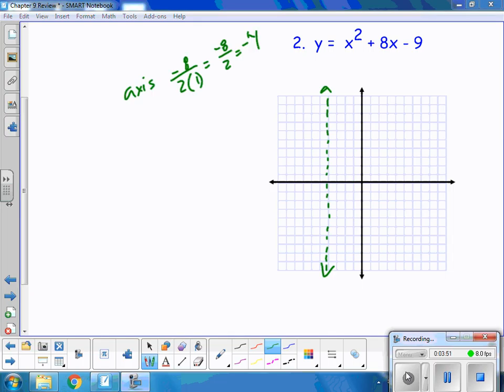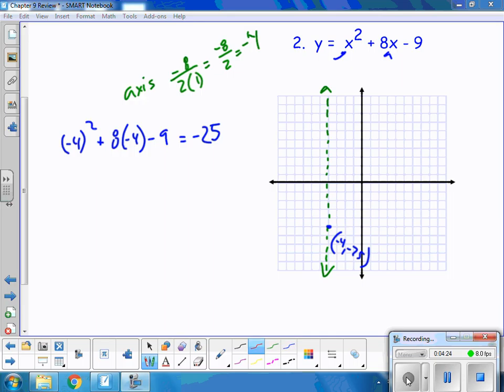Okay, so far I found my axis of symmetry being at negative 4. Now I'm going to go ahead and find my vertex by substituting in negative 4 for each of the x's. I'm going to press pause though. All right, when I substituted that in, I ended up getting negative 25. That's what's so big about it. So it's at negative 4 and negative 25. So 5, 10, 15, 20, 25. So it's going to be right here at the point of negative 4 and negative 25.